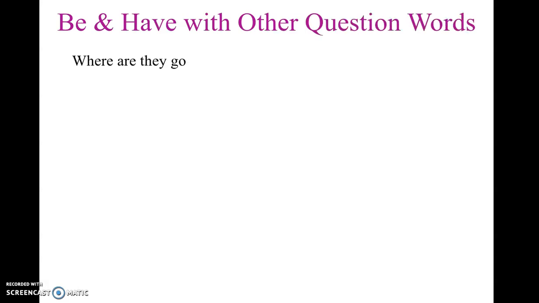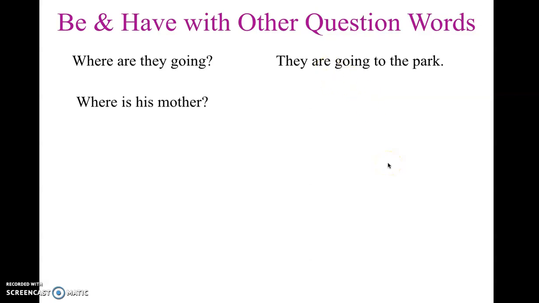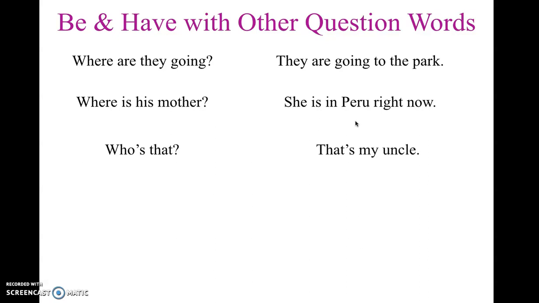Be and have with other question words. Where are they going? They are going to the park. Be, verb, verb, ing, right? Where is his mother? She is in Peru right now. His mother, she, is prepositional phrase about place. Who's that? That's my uncle, right? Here's the be verb.